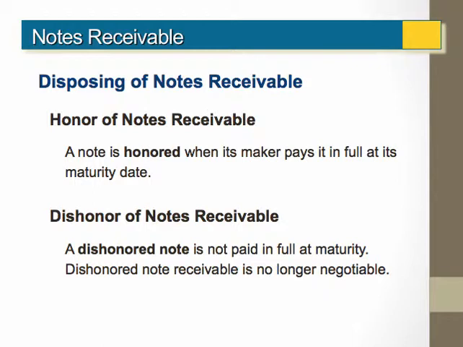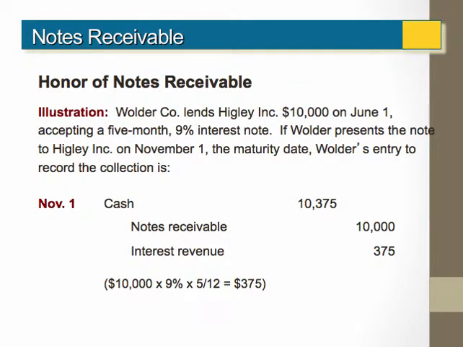So here's the terminology and descriptions of honoring and dishonoring a note, as we just mentioned. In the case of honoring a note, we would do a debit to cash, a credit to the notes receivable since they no longer owe the $10,000, and we would recognize the interest revenue for $375. Note the calculation for the simple interest of $10,000 times 9% times 5/12, which is 5 months out of the year.